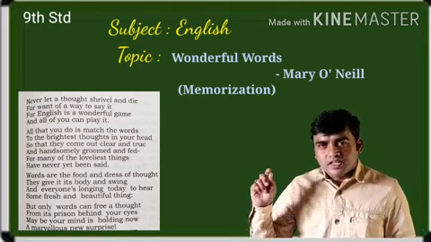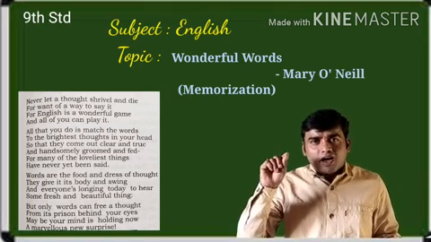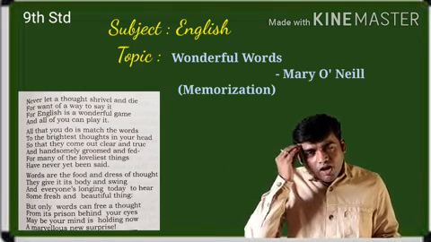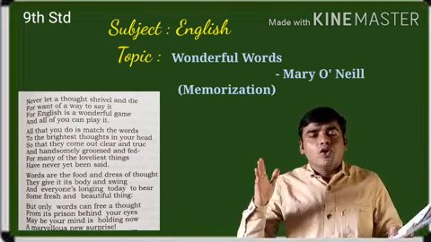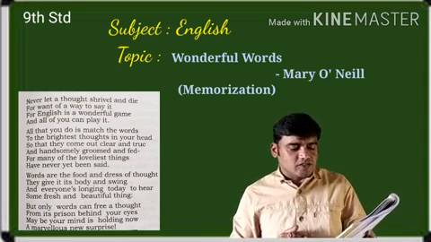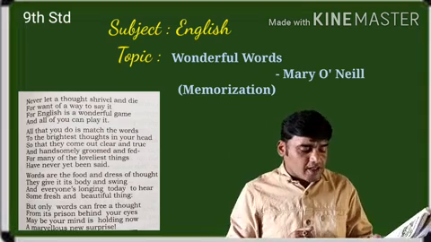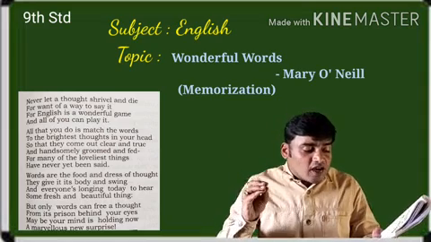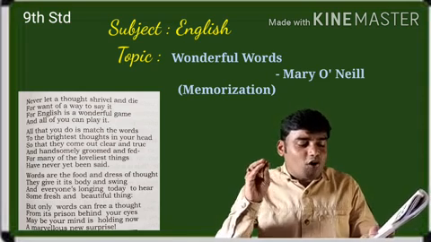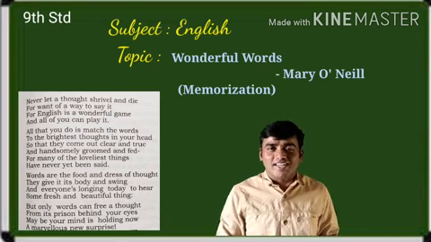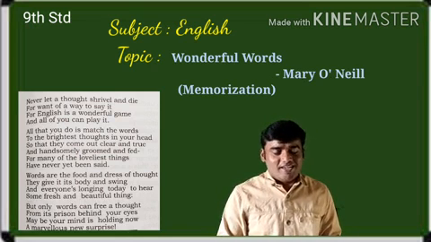In the second paragraph, the poet is suggesting us to match the words to our thoughts or ideas. In the sense, he is suggesting us to give a shape to our ideas. And he said, what are words? Look at it. Words are the food and dress of a thought. They give it body. Look at that. How is the poet describing the words here?